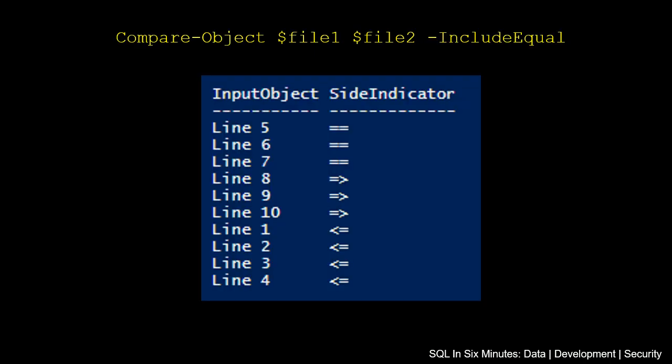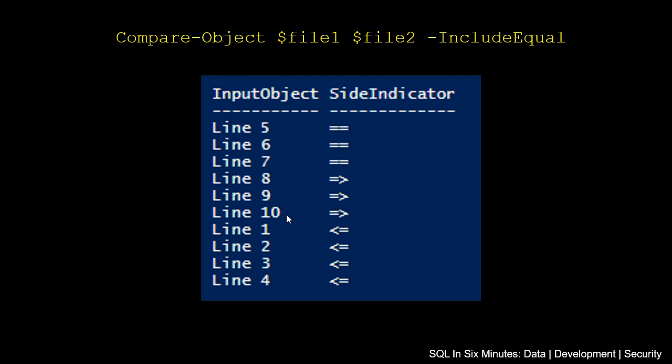By contrast, let's look at last week's example. We had Compare-Object file1 file2 -IncludeEqual, and if we remember the scenario, there was line 1, 2, 3, 4, 5, 6, 7, right? And then in the other file, there was 5, 6, 7, 8, 9, 10. Well, we do see that PowerShell catches that those lines are equal, even if they're in different places. However, it does identify where there are differences.